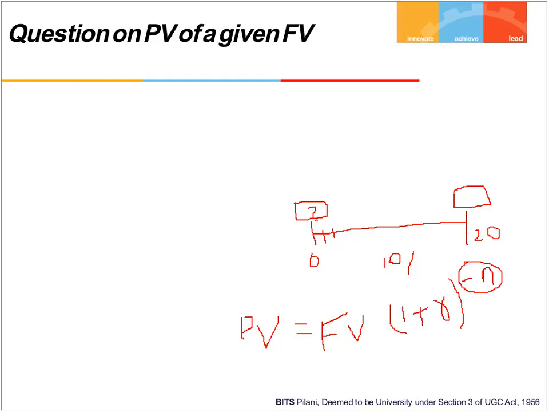Because if you have a formula like this, future value divided by 1 plus r to the power n, this is in the denominator. If this whole thing here, I want to bring it to the numerator next to FV, then the power will become minus n. Just like in algebra, those of you who are aware.